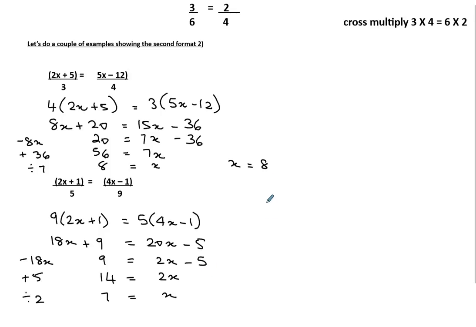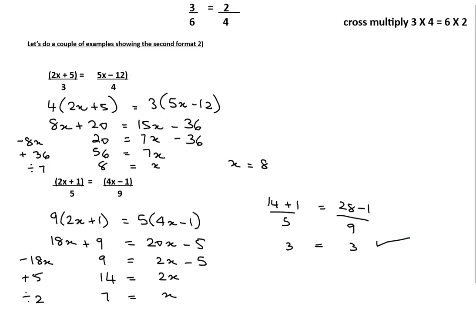So you've got 2x plus 1, so 2 times 7 is 14, plus 1 divided by 5, so 15 divided by 5 is 3. And then 4 times 7 is 28, minus 1, that's 27, divided by 9 is 3. And then whenever I tick, I just say, God, I'm good. I hope that was easy to understand.